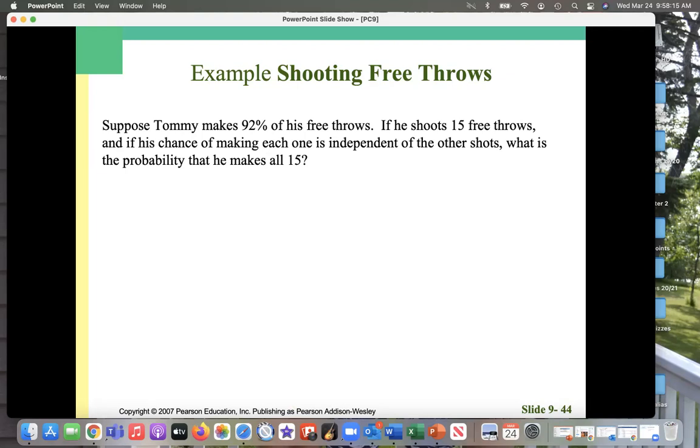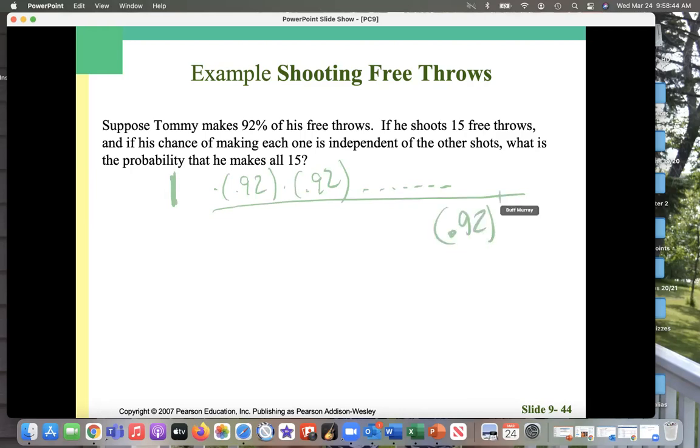Well, how could we use this to do that? Common sense wise we would say that there's only one way he can make all 15, right? But then the probability he makes an individual free throw is 92% if it's independent of the others. And how many factors of this would we have? I just gave it away. 15. So this would work out to be 0.92 to the 15th power.